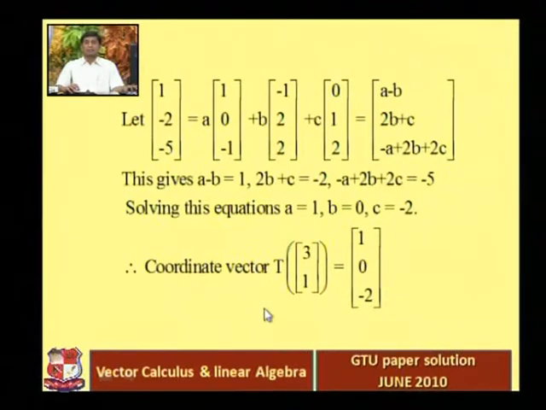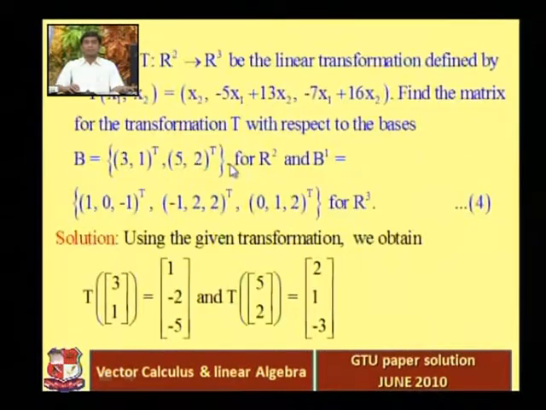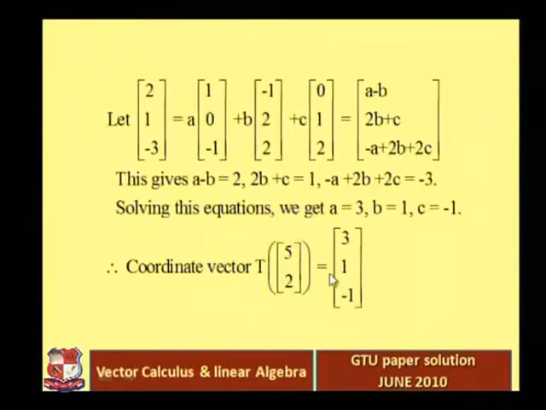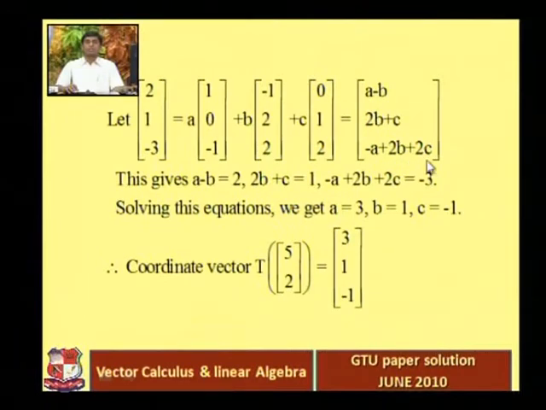Now next, what is our next vector? 2 1 minus 3. So this 2 1 minus 3 can also be expressed as a linear combination of these 3 basis vectors. So 2 1 minus 3 can be written as a into 1 0 minus 1 plus b into minus 1 2 2 plus c into 0 1 2, right? That is equal to a minus b, 2b plus c and minus a plus 2b plus 2c.